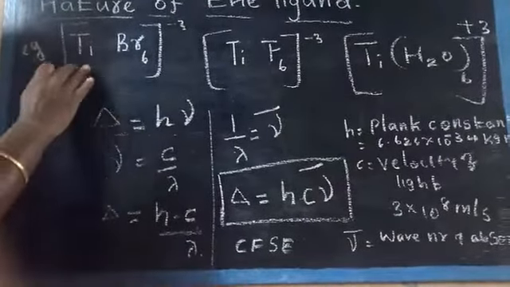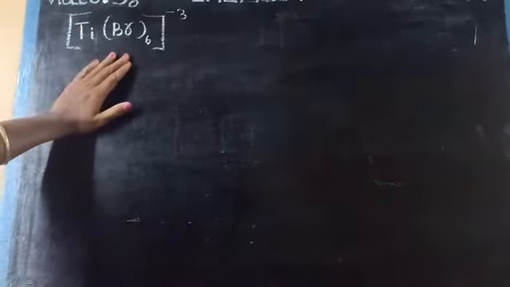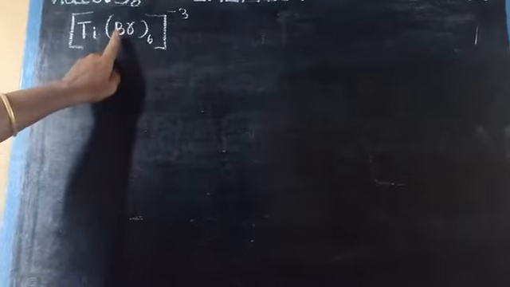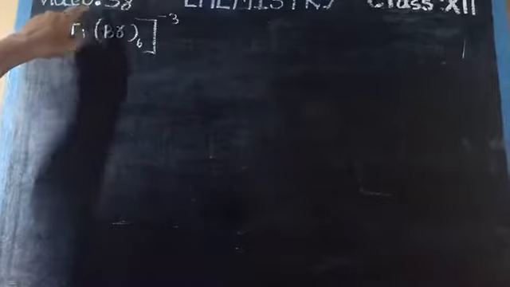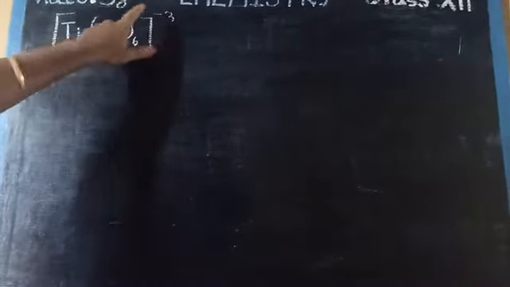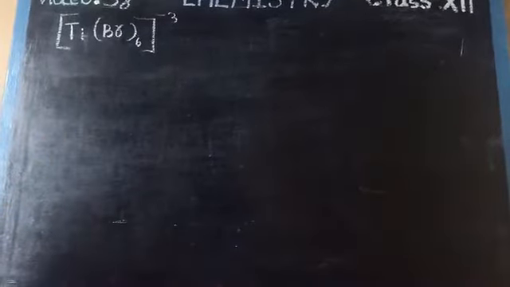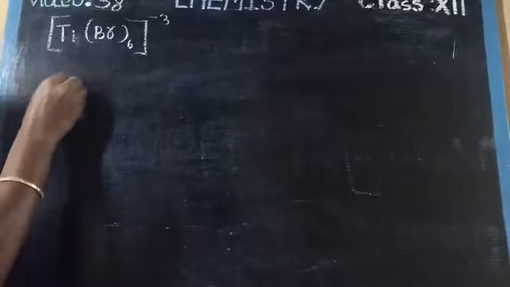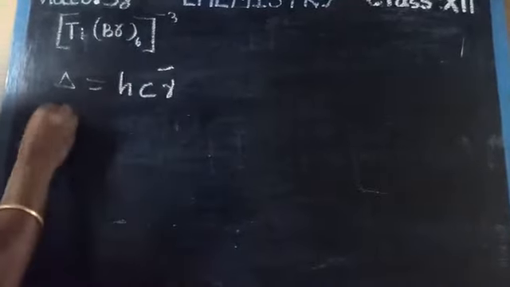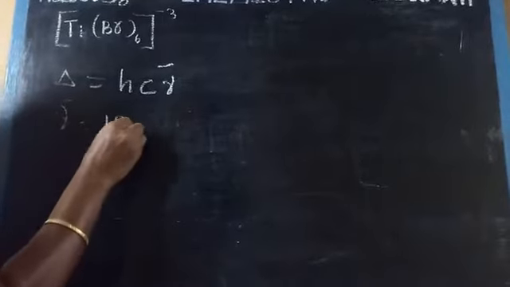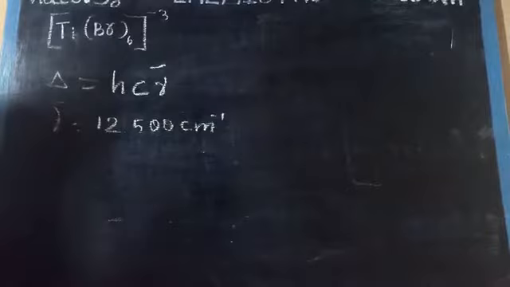For example, titanium bromide. Children, for this compound, the IUPAC name is hexabromidotitanate, oxidation state 3. Here 6 times minus 3, so it is a 3 ion. Now to calculate the delta, the delta formula is h c mu bar. This mu bar value is 12,500 per centimeter.